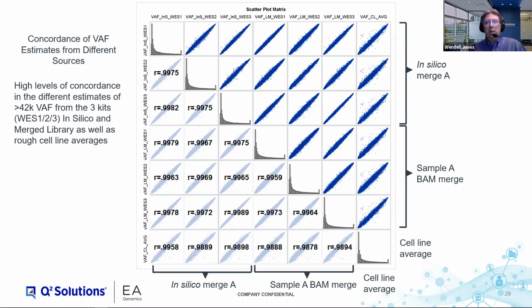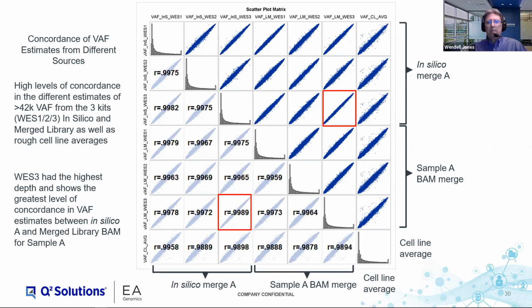And the answer in general is overwhelmingly yes. In fact, if you look at one particular example, where I'm going to take the kit where we had the most depth, which in this case was the Agilent SureSelect, if you look at the Agilent SureSelect merged library versus the in silico individual cell lines combined, for very low frequency variants, you see a really tight correlation, 0.999 essentially.